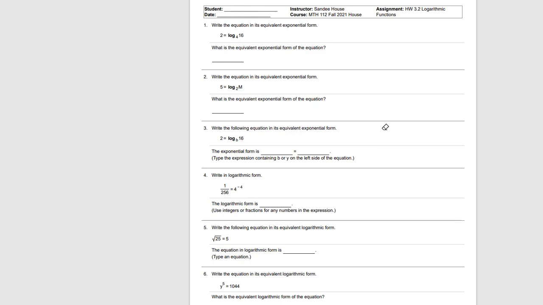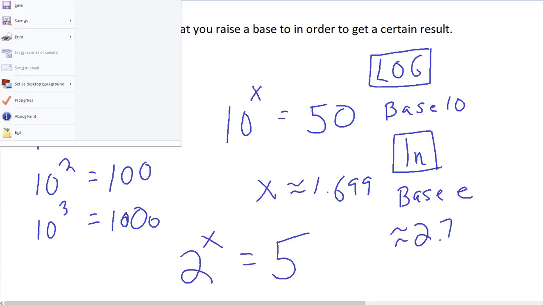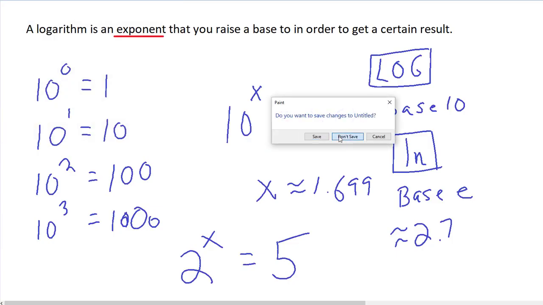All right, so let's do some of these problems from the homework. But before we do that, let's talk about another aspect of logarithms. Let's say I have y equals 2 to the x. Now this is an exponential function because the unknown, the variable, is in the exponent.